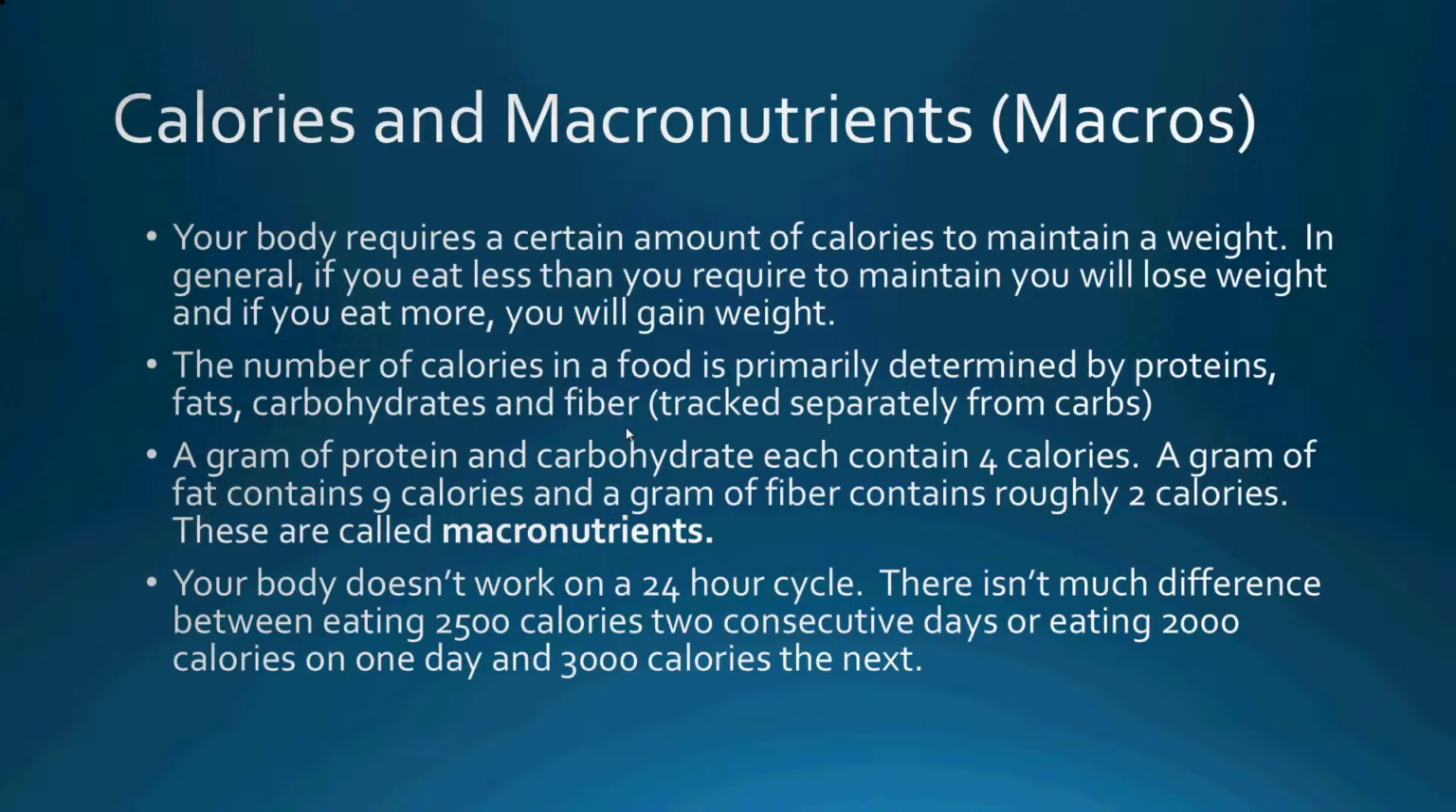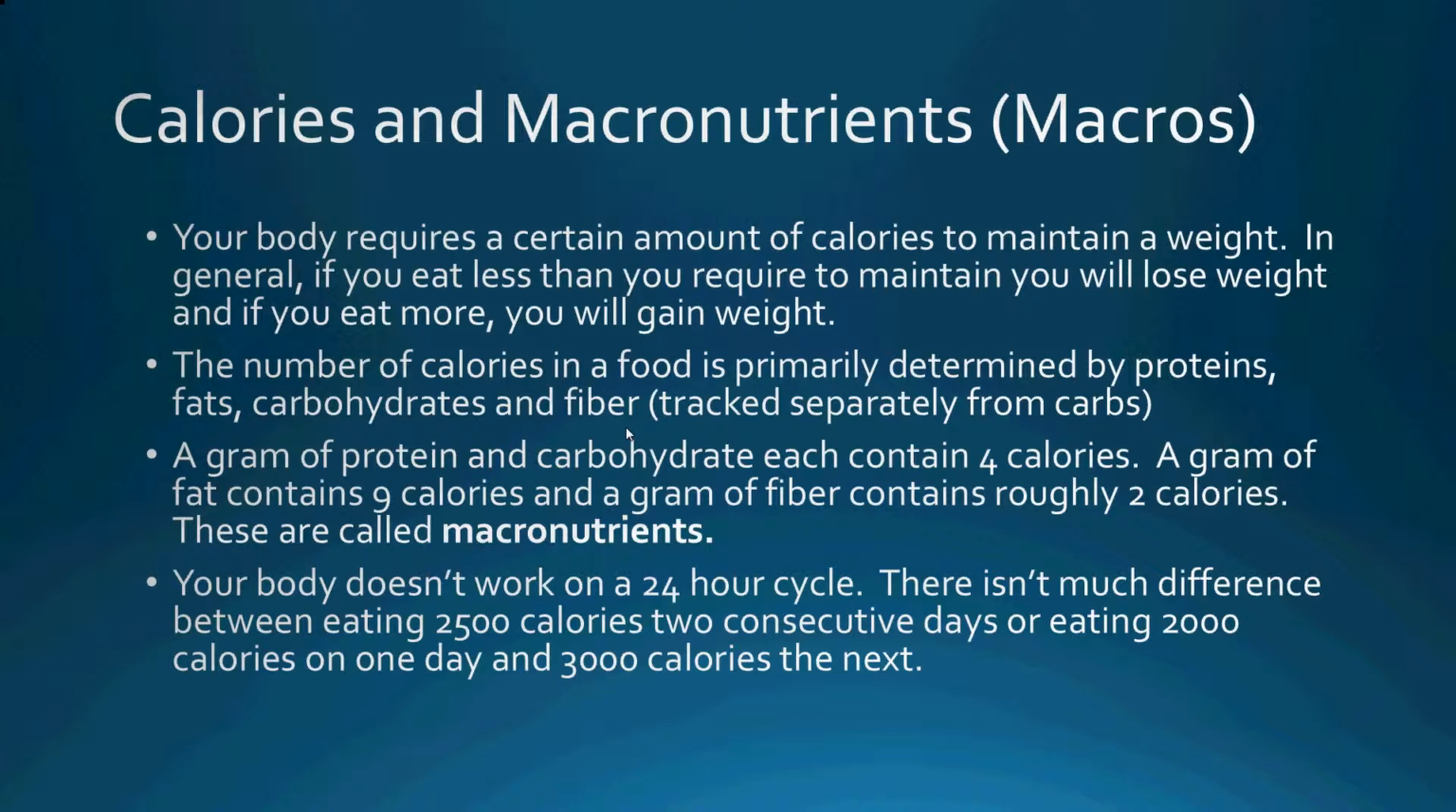So your body requires a certain amount of calories to maintain a weight. In general, if you eat less than you require to maintain, you're going to lose weight, and if you eat more, you're going to gain weight. The number of calories in a food is primarily determined by the composition of proteins, fats, carbohydrates, and fiber in the food. I track fiber separately from carbs, and we'll go over that later.